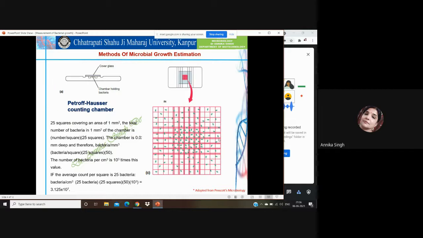One disadvantage of using this counting chamber is that, to determine population size accurately, the microbial population must be relatively large and evenly dispersed, because only a small volume of the population is sampled here. Only a small volume, in microliters, is used as a sample from a huge volume of the sample. So it is not a very accurate counting method.